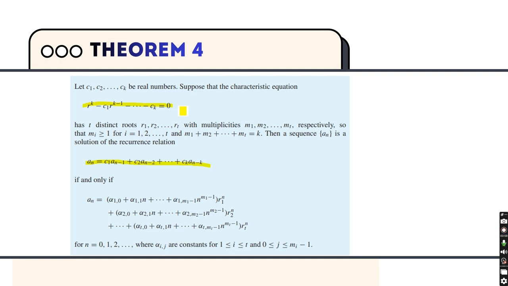So some roots may repeat. So if a root repeats, we say it has multiplicity. And then each root produces part of the solution. So if the root does not repeat, it contributes a simple term, again, which is ar raised to the power of n.